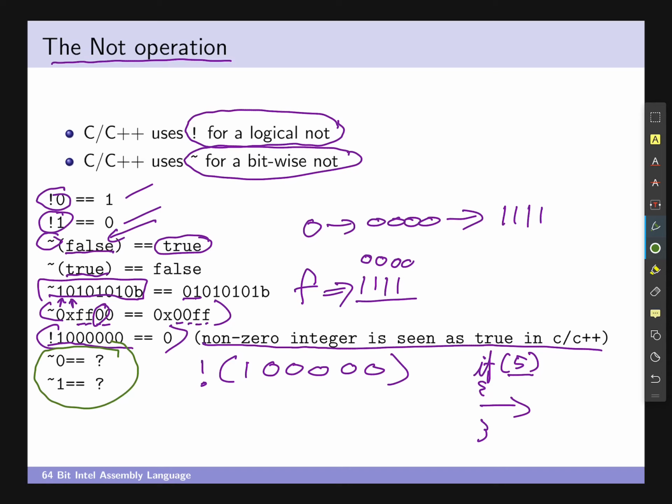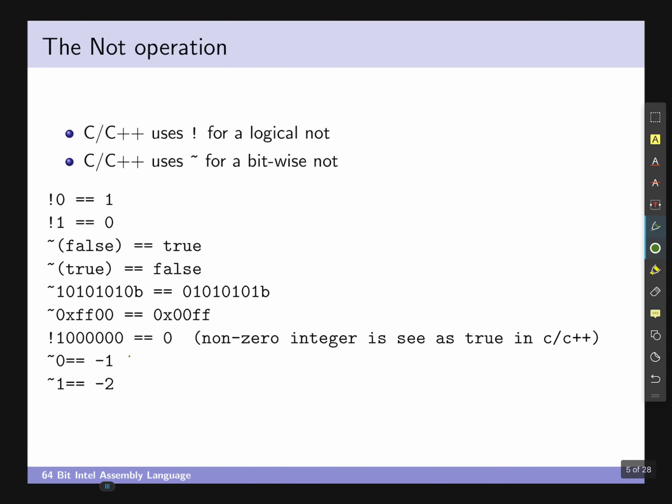So I want you to pause the video here and try and figure out what they would be, and see if you can actually get to the right answer. It will be quite likely that it will be a bit of a surprise to you. So this is what they evaluate to. Bitwise not of 0 is equal to -1, and I'm assuming for most of you that will be a little bit of a surprise, but if you think it out, it actually makes perfect sense.